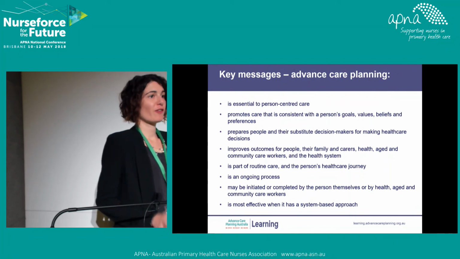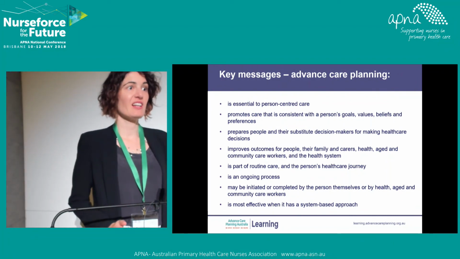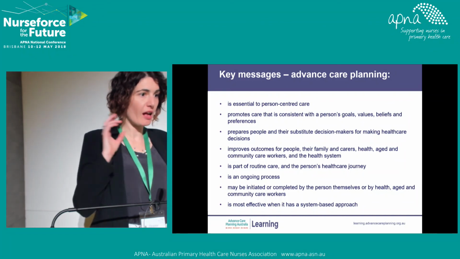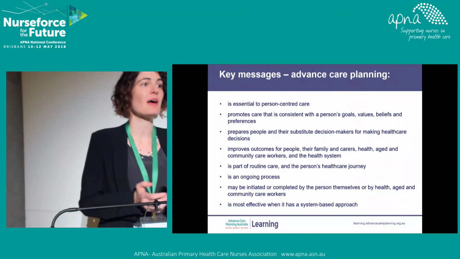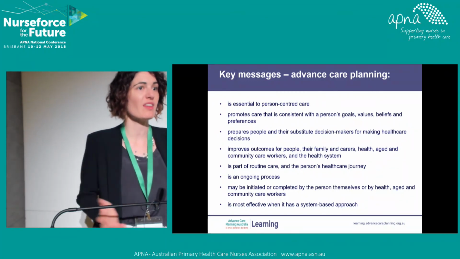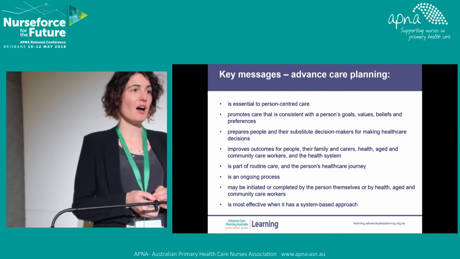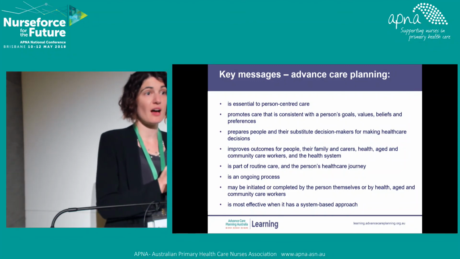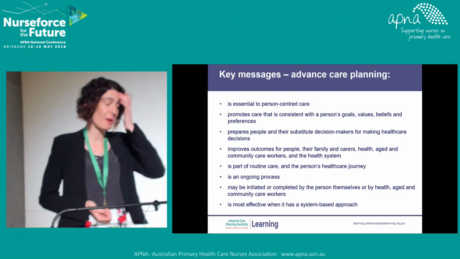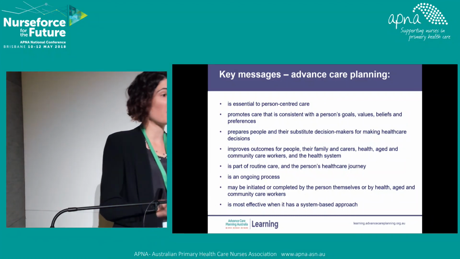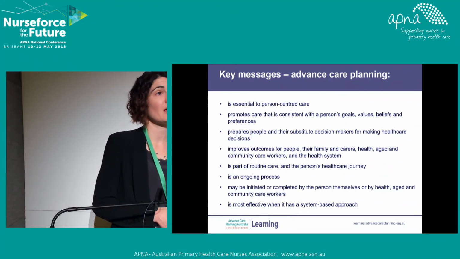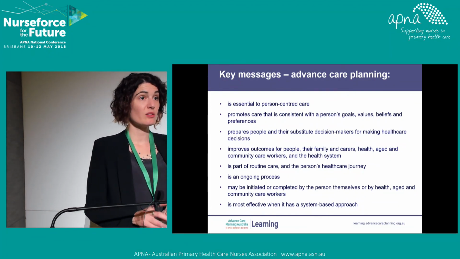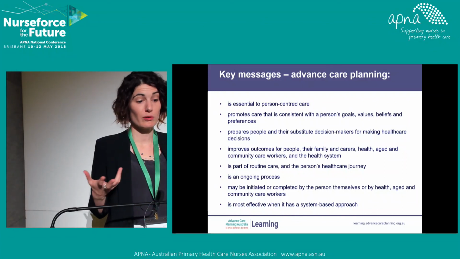So the key messages from us are that advanced care planning is really essential to person-centred care. It's not just about death. It's about what's important to the person, what are their values, what are their preferences. It can be appropriate for people who may lose cognition or lose their capacity at some stage, in a fluctuating context, even patients who have mental health conditions where they lose capacity. Advanced care planning can be really important for them.